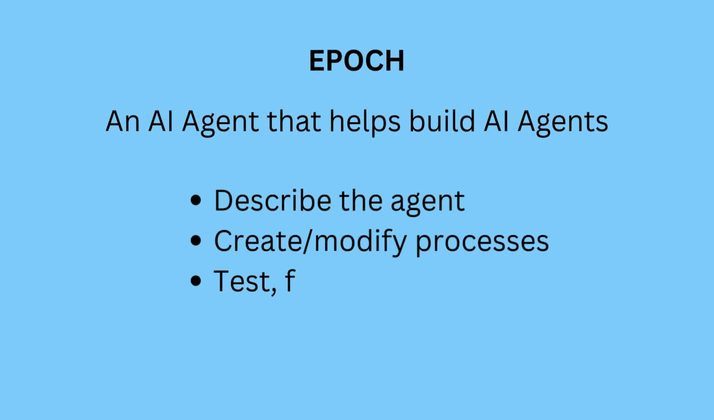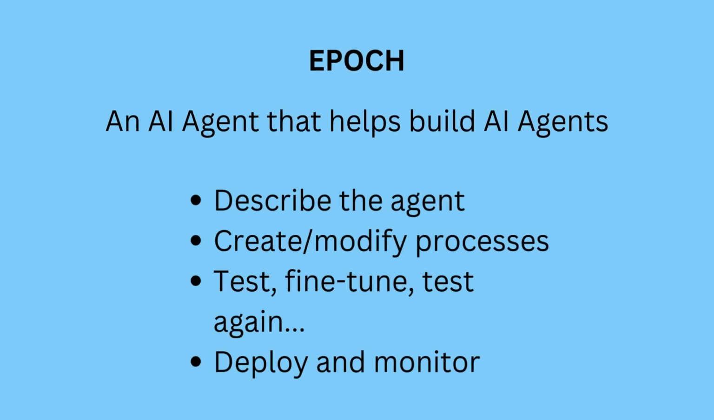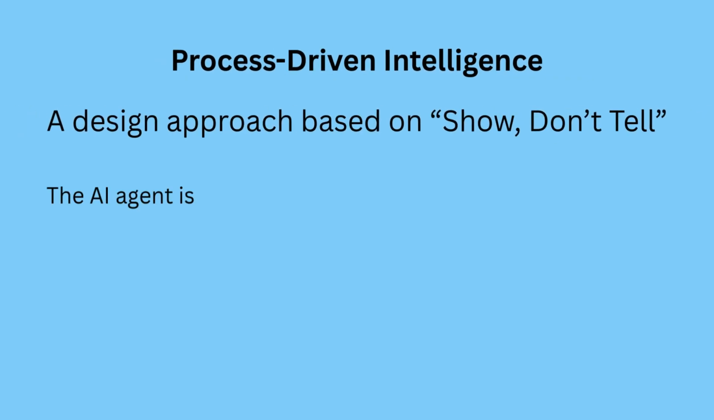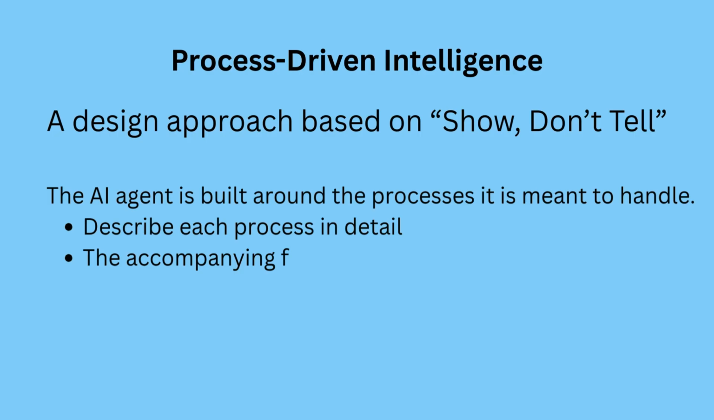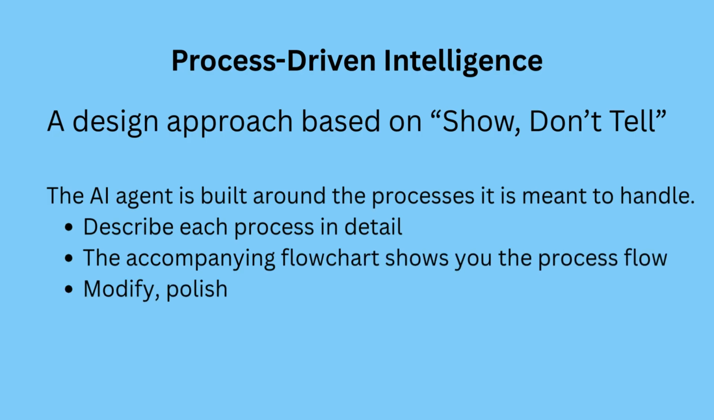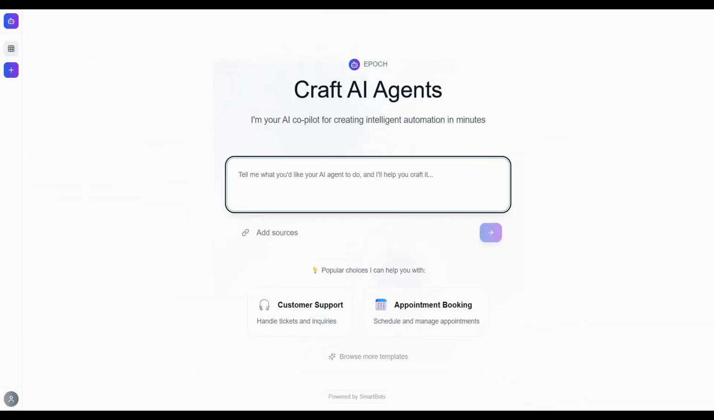Epoch is an AI agent that builds AI agents using what we have called process driven intelligence. This is a design approach where the business process is the starting point for building AI agents. Let's see this in action.